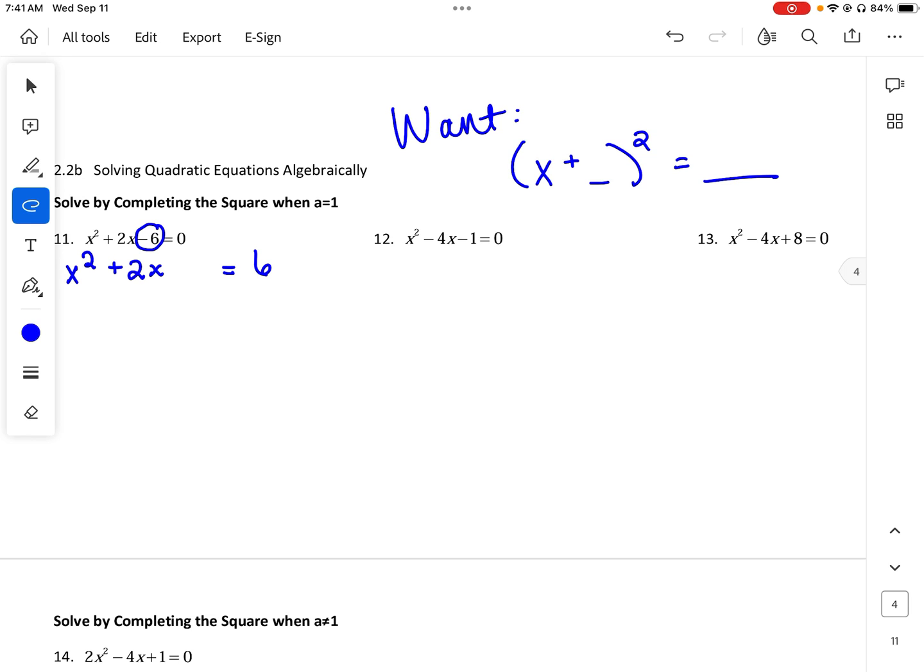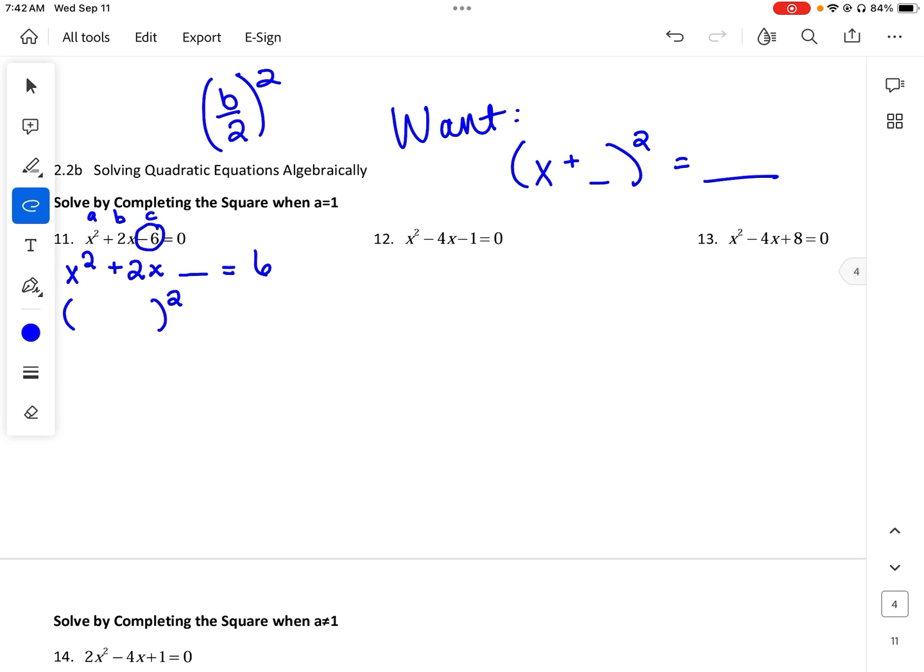Now I've got to figure out what I'm going to add to both sides to make it so that I can do this. The way that we do that is we take our b value, because it's ax squared plus bx plus c. We move the c to the other side. We want to take that b value, divide it by 2, and then square it. And that's going to get the value that goes right here.